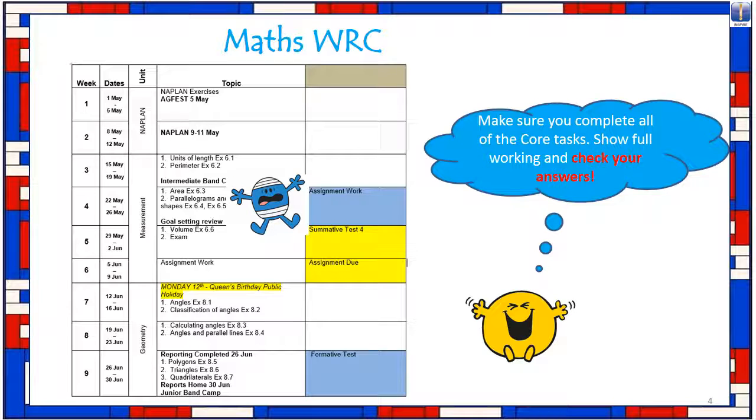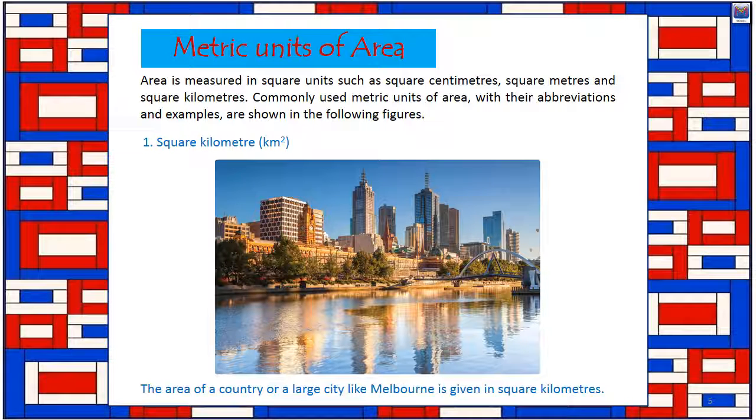Once again, on our work rate calendar, we're looking at area. Area is square units of a physical space that we see in two dimensions. We have units of area such as square centimeters, square meters, and square kilometers. They're our commonly used metric units of area. We're not talking about imperial systems like feet and inches, we're talking about metric units.